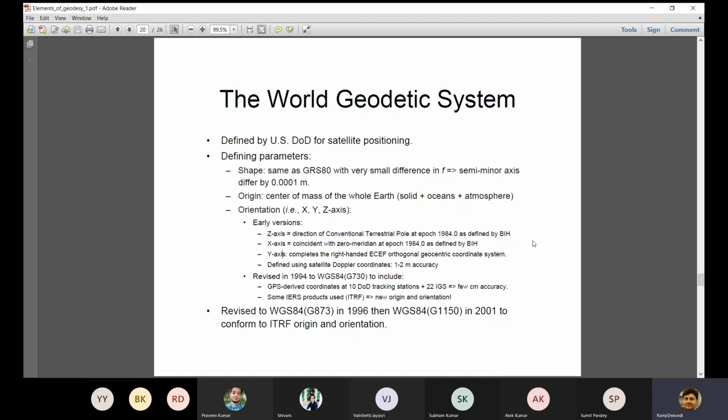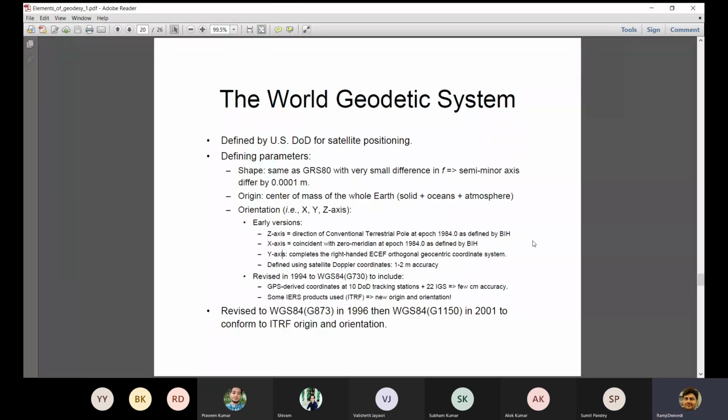So by convention, the scientists have defined the x, y, and z axes for a particular coordinate system. They defined it at a particular epoch, and conventionally they have defined it. Okay, there is a difference between the conventions. What conventions are you following? So the z-axis is defined as the direction of the conventional terrestrial pole at epoch 1984 as defined by BIH.